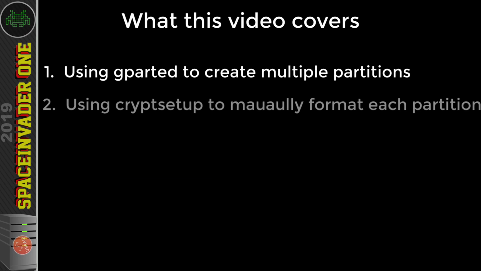Then after we've created some partitions on the disk, we're going to look at how we go about formatting them with an encrypted file system. And to do that, we'll be using cryptsetup from the command line. So before we just jump right in, I'm just going to say why I want to use an unassigned disk with multiple partitions on my server.